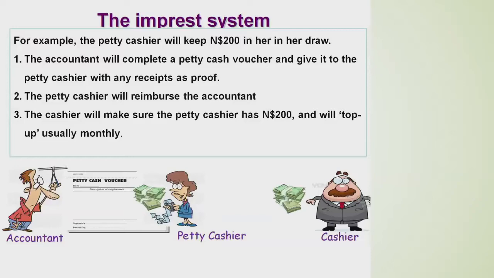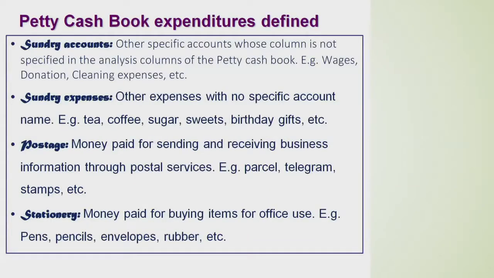For example, the petty cashier will keep 200 in her drawer. The accountant will complete a petty cash voucher and give it to the petty cashier with any receipt as proof. The petty cashier will reimburse the accountant. The cashier will make sure the petty cashier has 300 on a monthly basis.